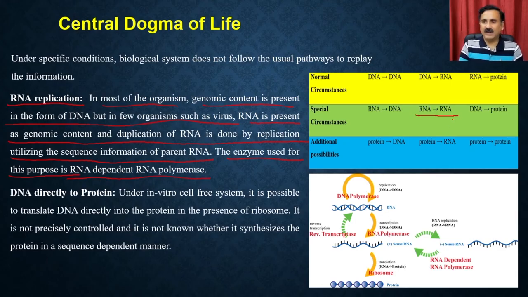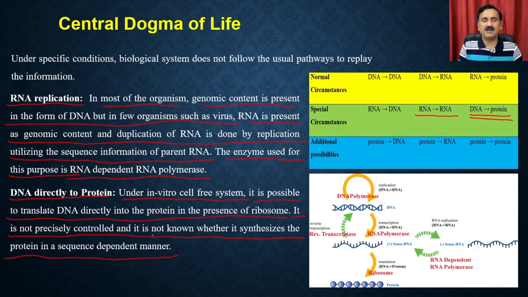Okay, and then you can also have the DNA directly synthesizing the protein. So there will be a complete absence of this particular RNA species, right? So you can also have DNA dependent protein synthesis, in which the DNA directly gives you the protein under an in vitro cell free system. It is not possible in an organism, but it is possible under the in vitro cell free system, where it is possible to translate the DNA directly into the protein in the presence of ribosome. It is not precisely controlled, and it is not known whether the protein is synthesized in a sequence dependent manner, which means this is possible, but it is not precisely going to give you specific protein molecules, right? It may give you random amino acids combined with each other.